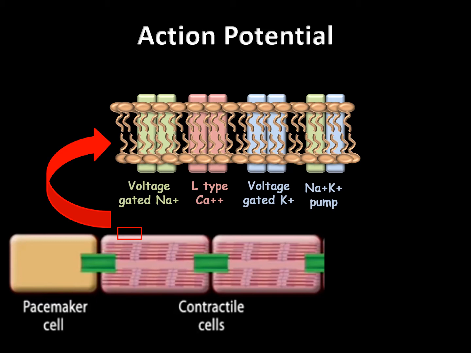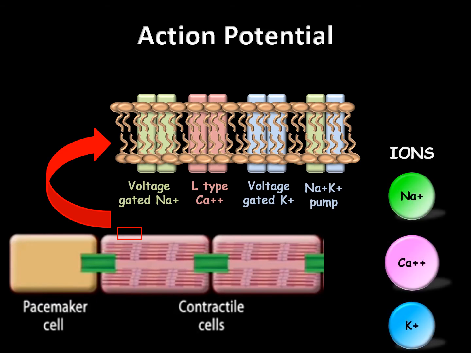Third is voltage gated potassium channel, and fourth is sodium potassium pump. Why is it called pump? Because it requires ATP molecule for function. So these four channels are very important to understand action potential. And the color coding has been given to the ions: sodium green, calcium purple, and potassium blue. Now going ahead with these channels and ions, we will understand what is exactly happening at cellular level in action potential.